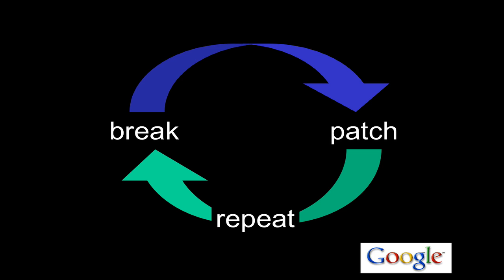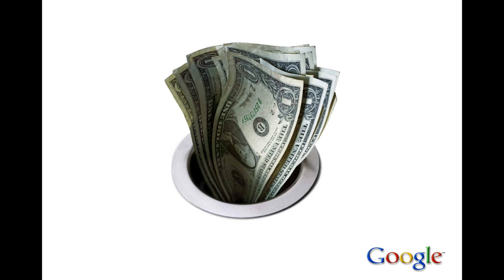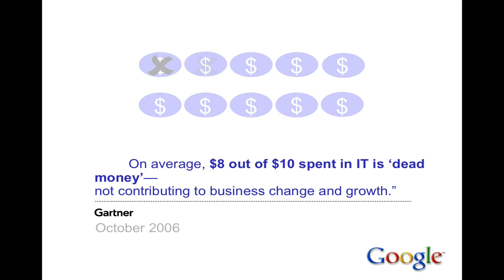And you end up constantly trying to make sure that nothing goes wrong with the environment that you are providing your users. And what ends up happening is a lot of the money that you are spending ends up going down the drain. And what we end up seeing is this becomes dead money. What we found in research that was done by Gartner a few years back was that on average, $8 out of $10 in IT do not contribute to change or growth.